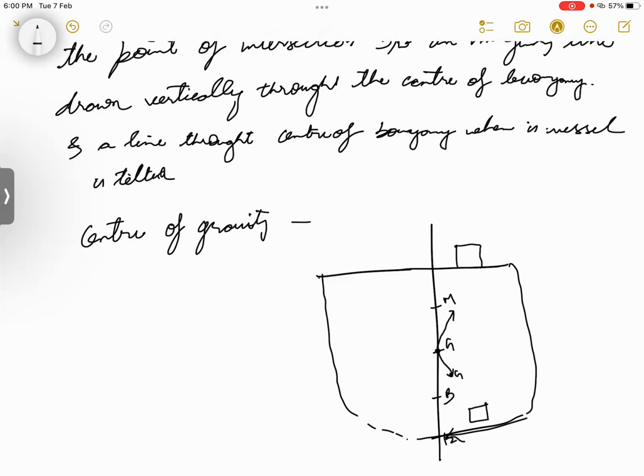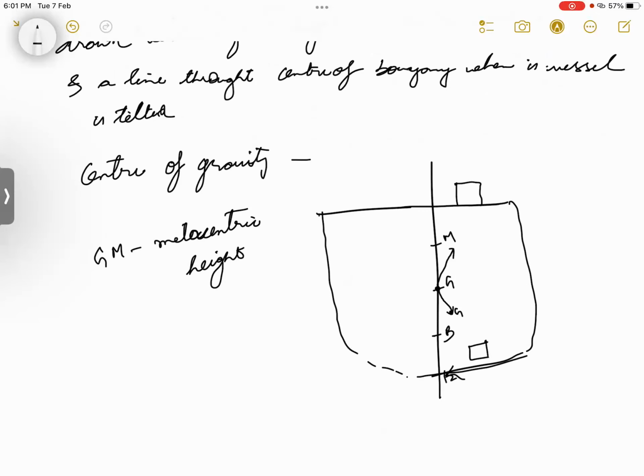Whenever you load the cargo on the top, your G will move towards the top. Okay. Now the distance between G and M is called the metacentric height. It shows how stable your vessel is. A large metacentric height means the vessel is more stable. We'll see that with the righting lever and all. GM is called the metacentric height, and G is the center of gravity, right?